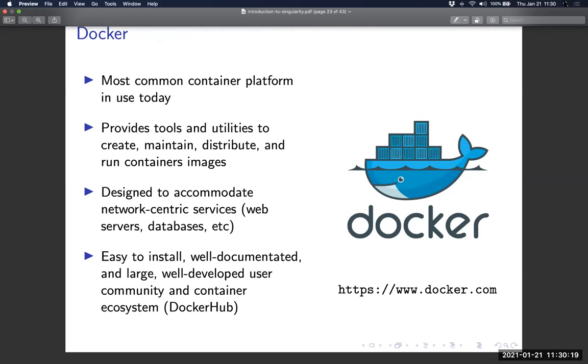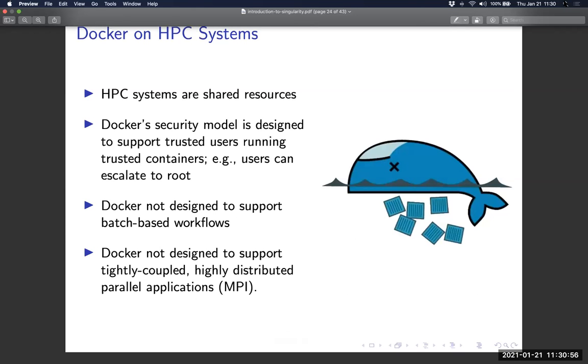Now, I've mentioned Docker. If you're not familiar with Docker, if you have heard of a container platform before, it's probably the most common one you've heard of. And this is really the first container platform that brought together all those different technologies that made containerization popular. The problem for us is it was really designed for network-centric services, for industry, like people running web servers and databases. And while it's easy to install, has well-developed documentation, and a huge community, it's not really designed for HPC systems, right? HPC systems are shared resources. You can be running on the same node with other users running their scientific code right next to you, right?